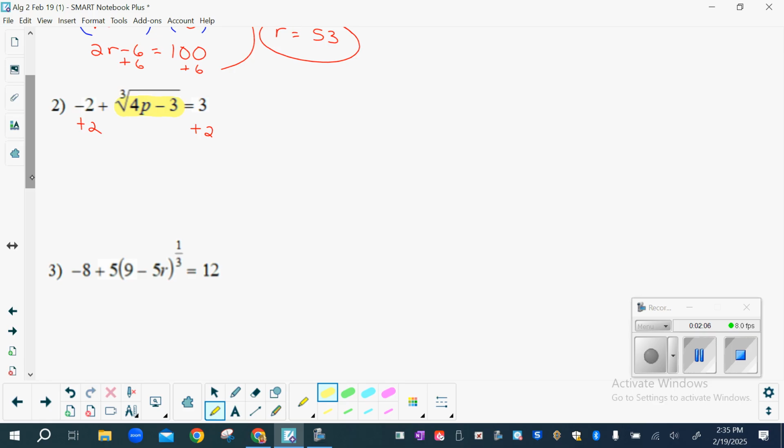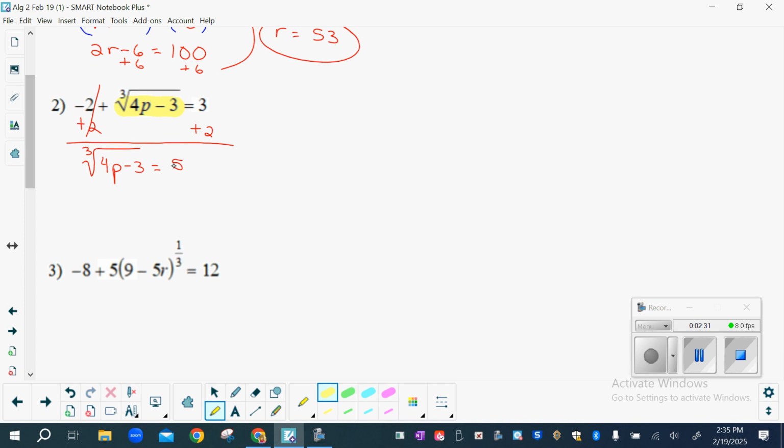Sometimes I have students that want to subtract 3 from both sides, so I'm not sure what's happening there. It could be that you're thinking it needs to be equal to 0, but it's not. It's because we want to isolate this radical. That's our first step on this. And so we get the cubic root of 4p minus 3 is 5.